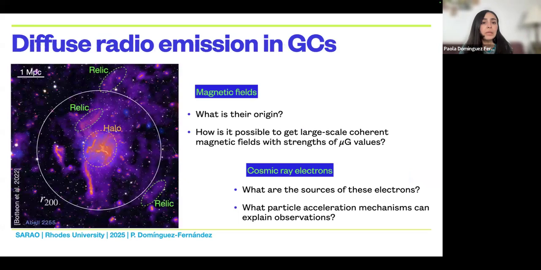Of course, what we want to understand is what is happening with magnetic fields and cosmic ray electrons such that we understand this diffuse radio emission. During this talk, I will be mainly talking about the cosmic ray part. Here we are interested in knowing what the sources of these electrons are and what particle acceleration mechanisms explain these observations.